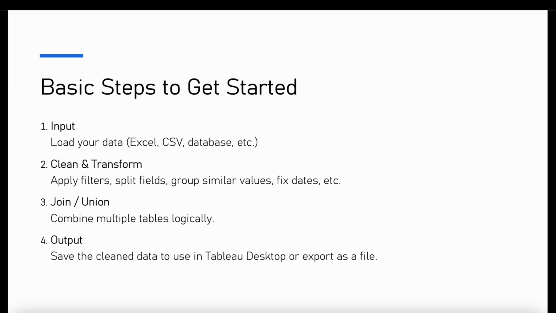Next, we need to join or use a union when necessary, especially when combining different data sources, and we want to check what their primary key is in order for them to be combined or joined together. And last but not least, we finally have our output, where we can publish it to our Tableau Server or just export the file to be used for other internal purposes.